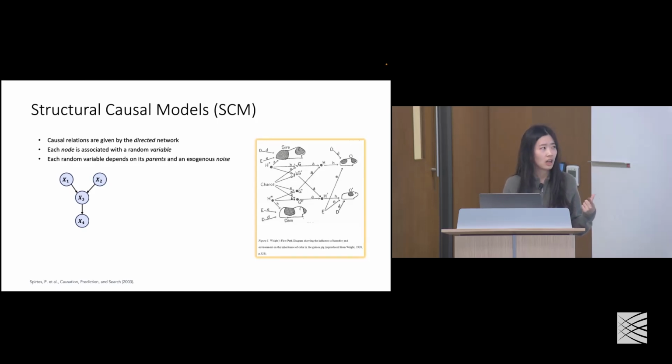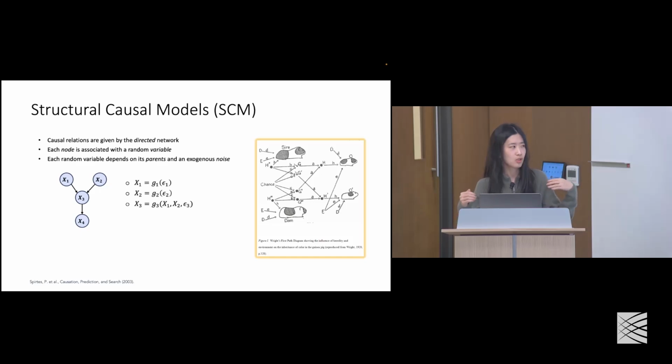Concretely, you will sometimes see equations that summarize the structural causal model. For example, for this 4-node graph, you have x1, which has no parents in the directed network, so it will only depend on the exogenous noise variable specific to itself. G1 is its mechanism of generating x1. X2 as well doesn't have any parents, so it will just be a function of its own exogenous noise variable, epsilon 2. And then x3, since it has 2 parents in the graph, will be a function of x1, x2, and also its own exogenous noise variable epsilon 3. And you have the same thing for x4.